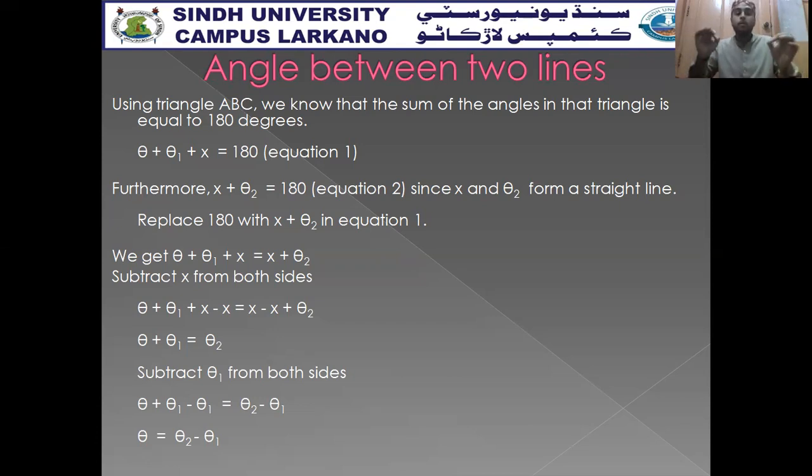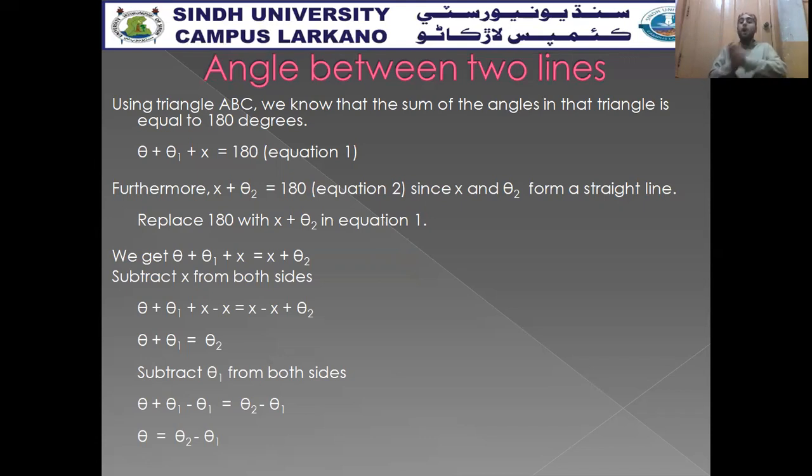Furthermore, x plus theta 2 is equal to 180. This is equation 2, since x and theta 2 form a straight line. Replace 180 with x plus theta 2 in equation 1. Let's see what we get.